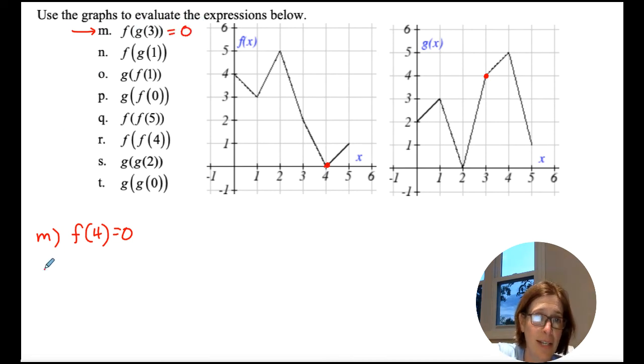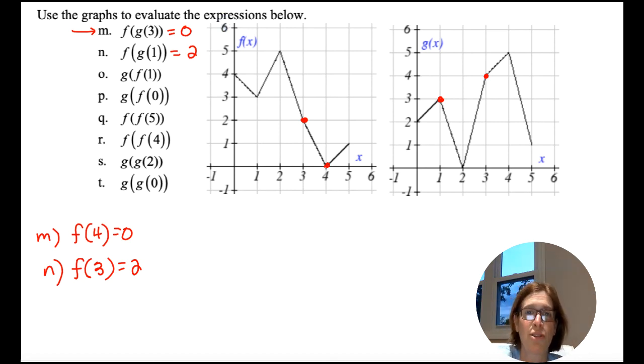All right, let's look at the next one. G at 1. G at 1 is 3, right? Because the X is 1, the Y is 3. So that means I want to find F at 3. F at 3 is 2. So that means F of G of 1 equals 2. Making sense? Let's try another one.